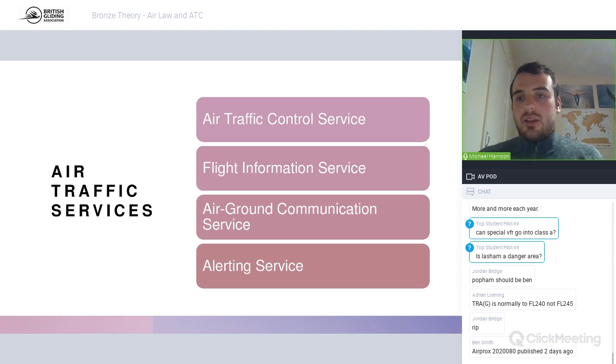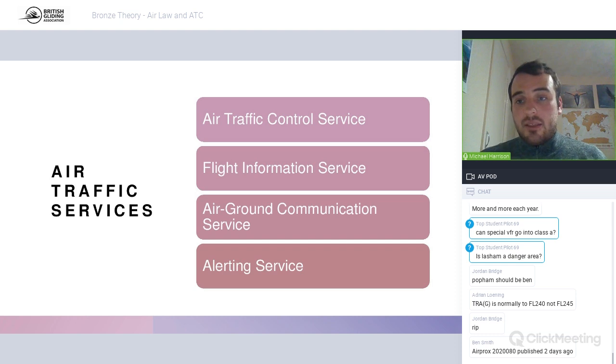And whereas FISOs can exercise positive control on the ground, air ground communication service operators can't. So you still operate purely at pilot's discretion even once you're on the ground. Now, an alerting service is something that you will always be provided with automatically whenever you have a flight information service or an air traffic control service. You will not be told you have an alerting service, but you will have one.